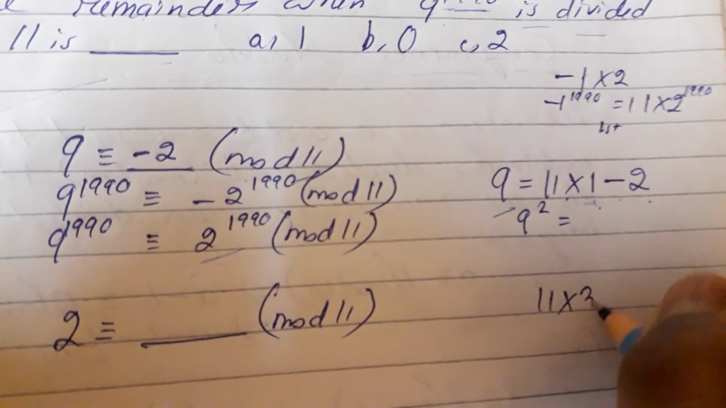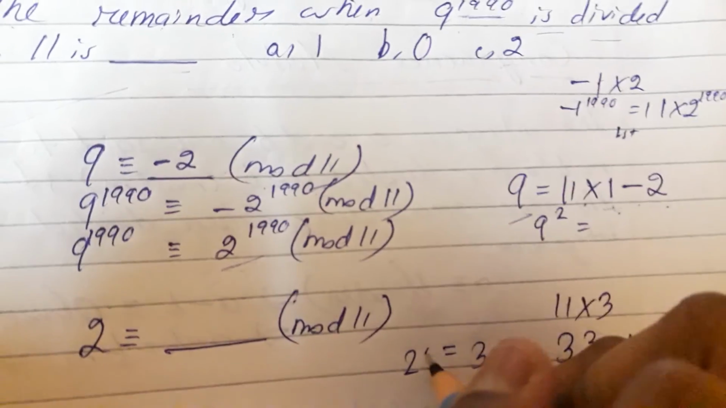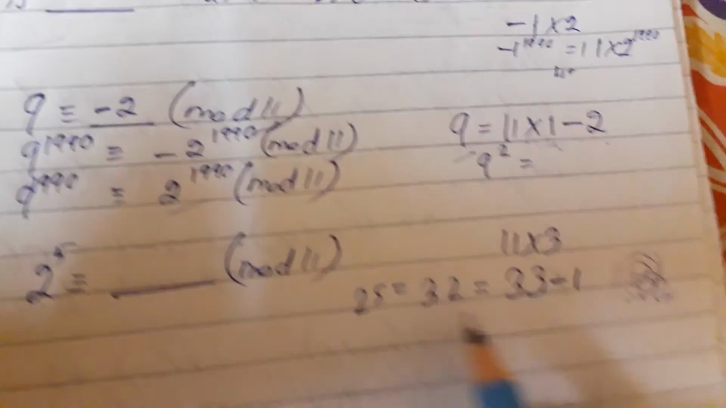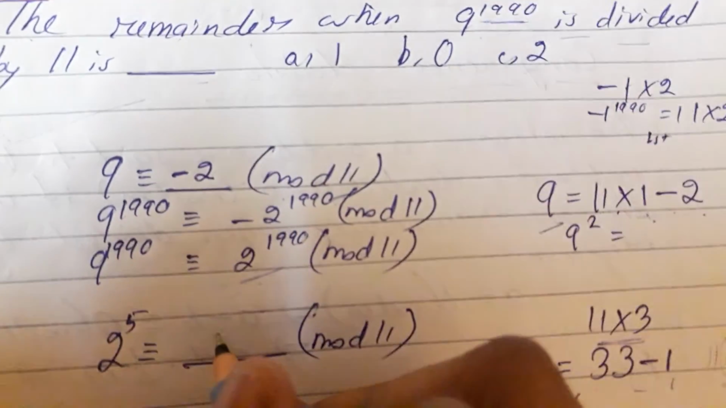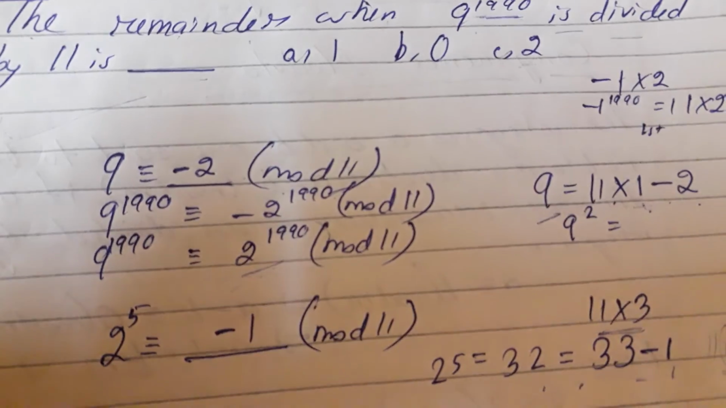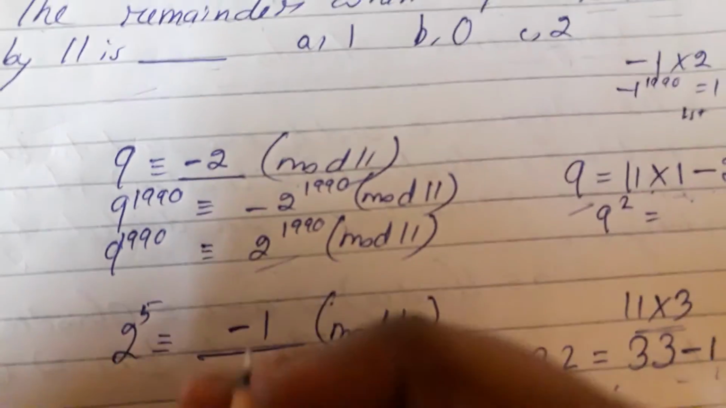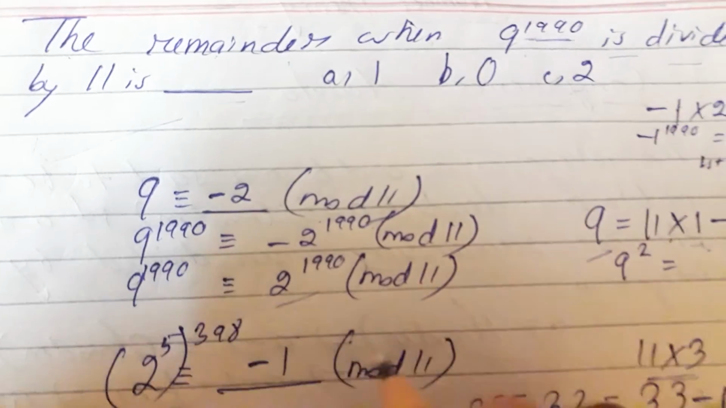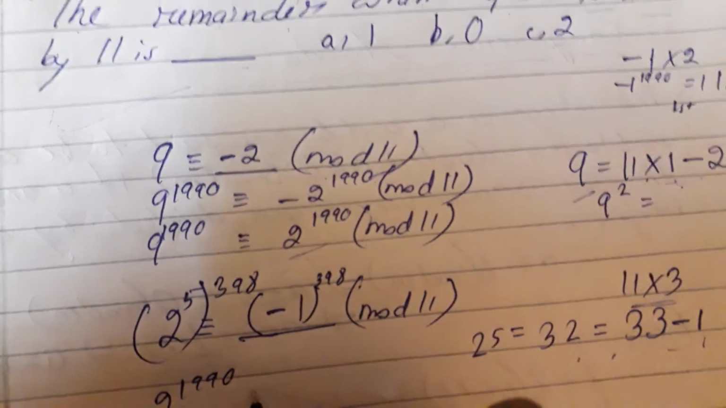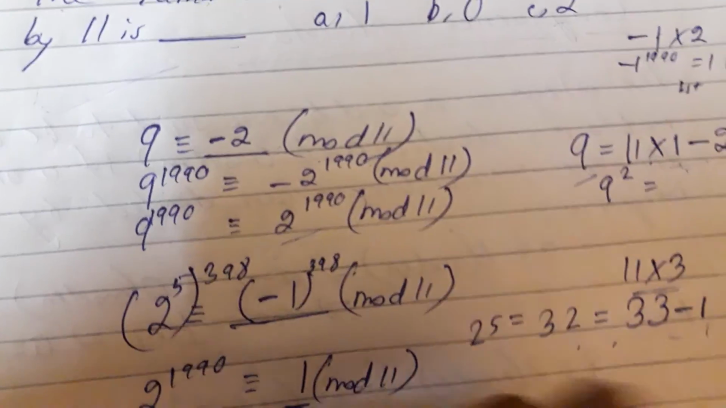But if we take 11 into 3, that is 33, and 33 minus 1 is 32, and 32 is 2 to the power 5. So if we take 2 to the power 5, that is 32, we can write it as 11 into 3, 33 minus 1. So the remainder in this case will be minus 1. Now we have already got minus 1 here, so in this case you have to raise the power. We can raise the power by 5 into 398, so here also by 398. So you will get 2 to the power 1990 congruence 1 modulo 11. So 1 is the answer.